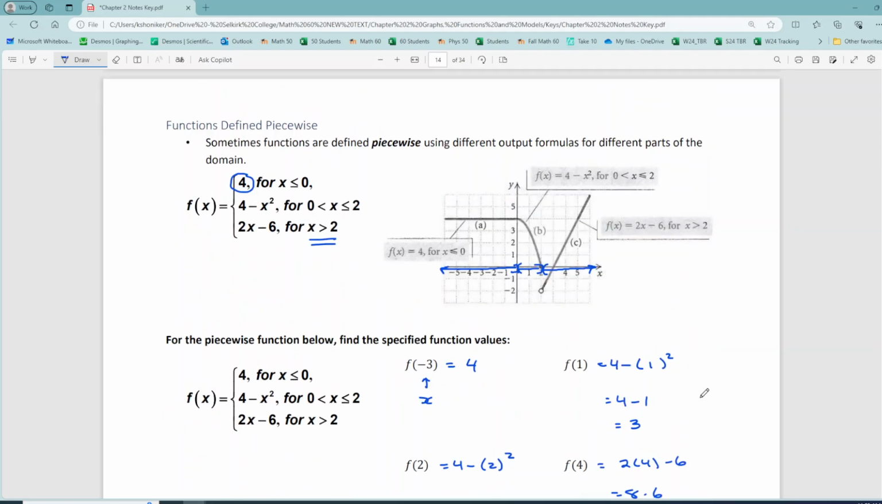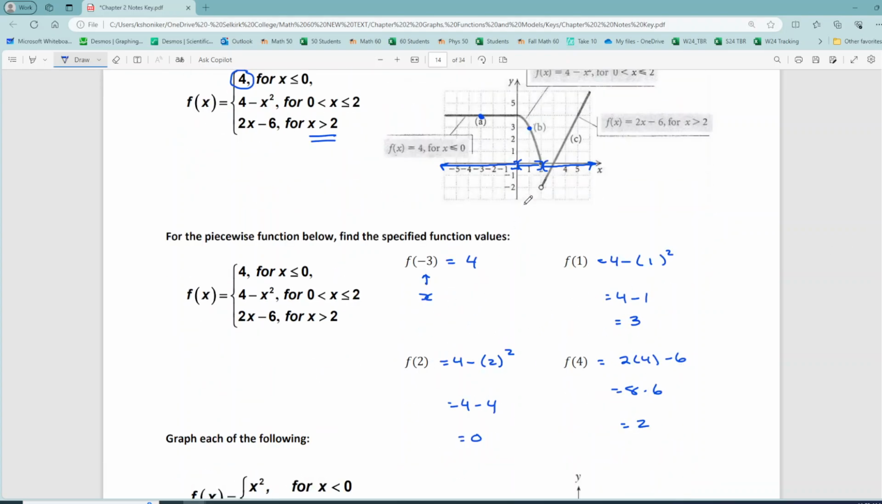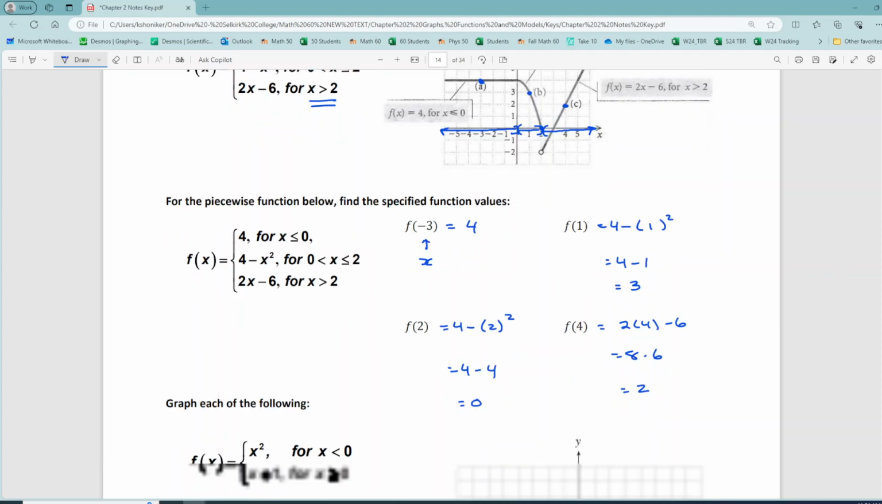If you wanted to check, it's kind of nice to look back here. When x is -3, y is 4. Yep, there's that point. When x is 1, y we said is 3. Yep, there's that point. When x is 2, let me just scroll down a little bit. When x is 2, we said that y is 0. Yep. And when x is 4, we said that y is 2. So all of these points that we found are on this graph that was done for you.